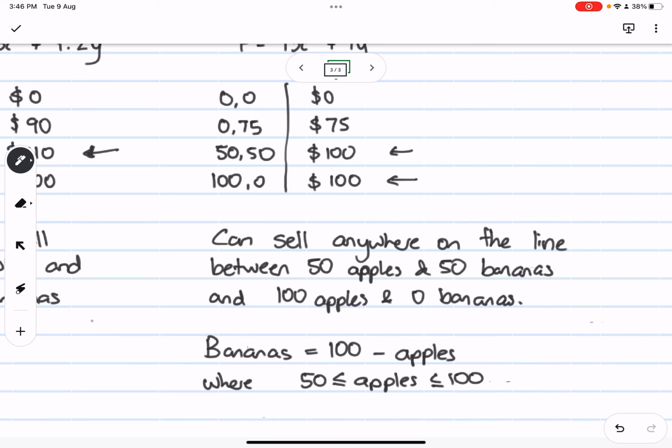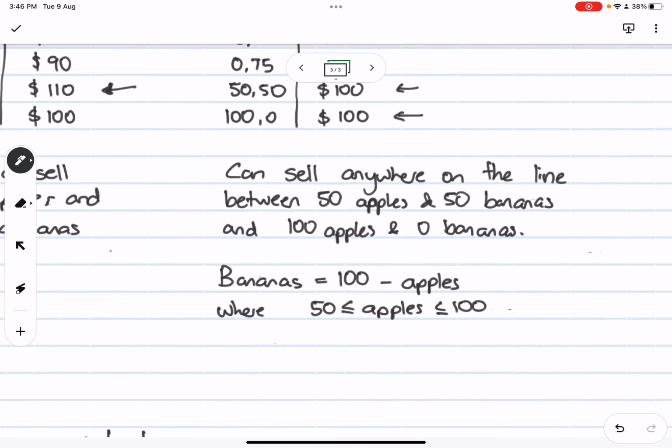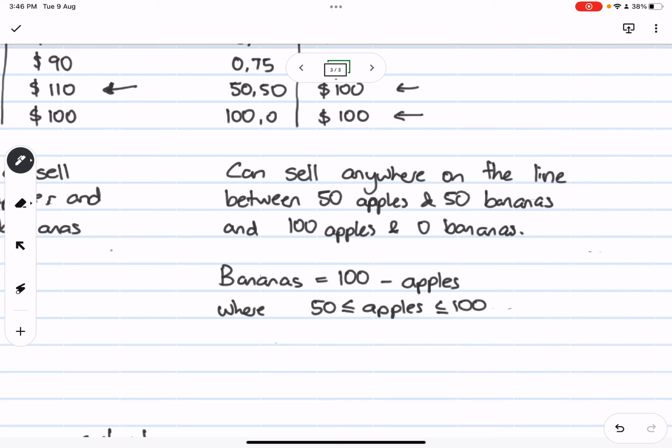But the last thing we need to think about is whether or not this particular scenario requires integers. Now, no one wants to buy a half brown apple that's been sitting in a fruit cart for ages. So in this particular case, we need to say that apples and bananas are whole numbers.